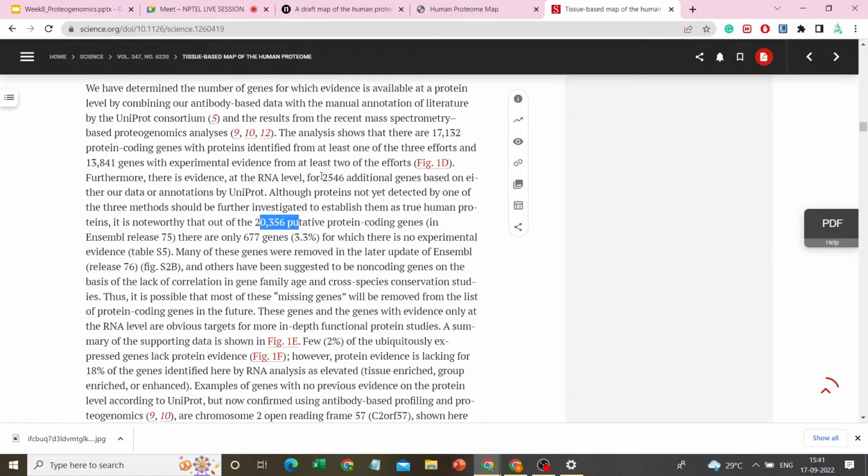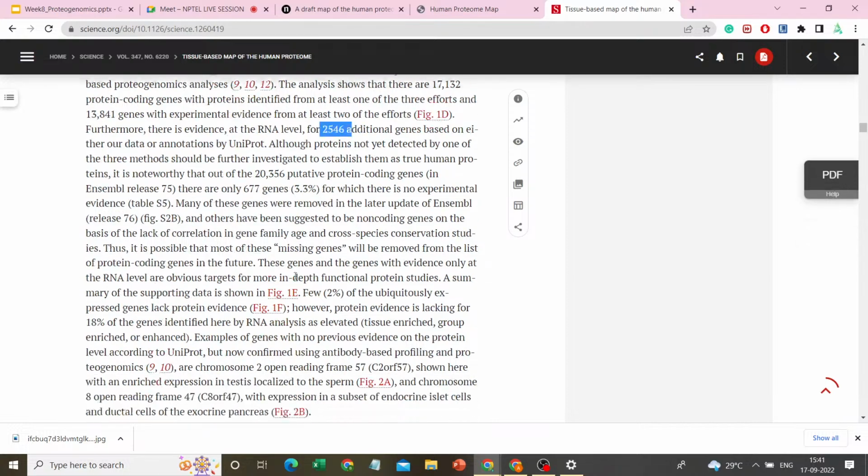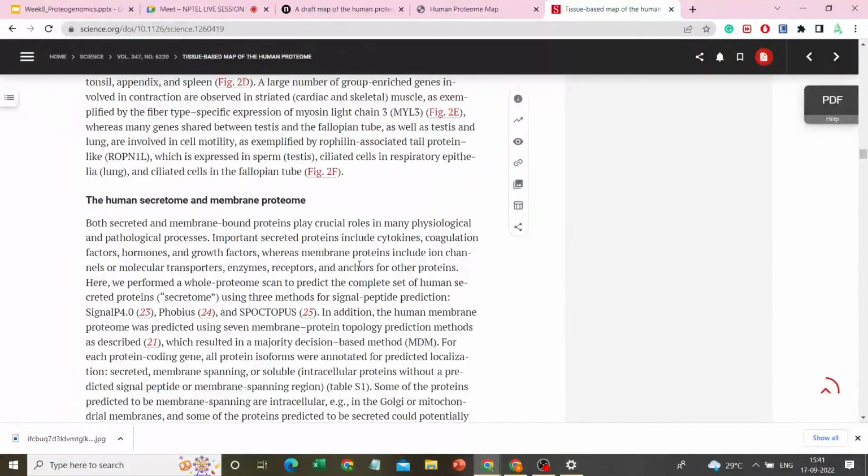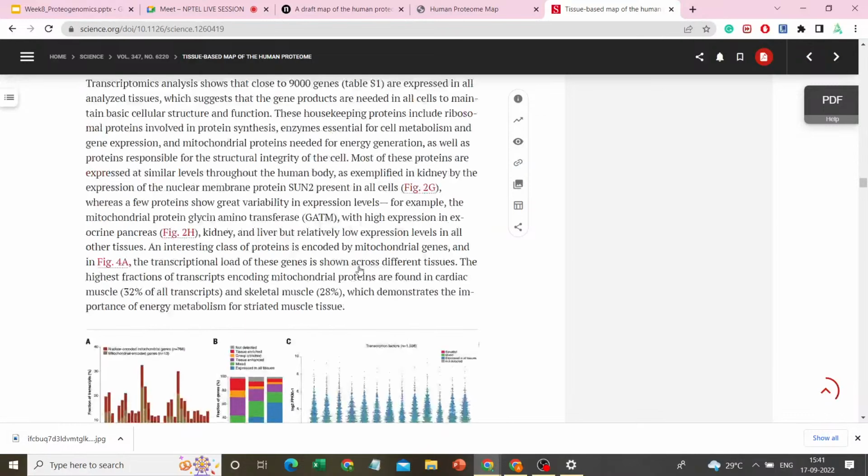These are the missing genes, and there are around 2546 genes that have evidence at the transcript level but no evidence at the protein level by either the antibody-based method or the mass spectrometry-based method. These genes are very useful for targeting and for their different proteome studies. They are very interesting targets to look at. And there are the different proteomes, like the tissue-elevated proteome for the tissue-enriched regions due to differential splicing of the cells, the human secretome, the membrane proteome, or the housekeeping proteome.